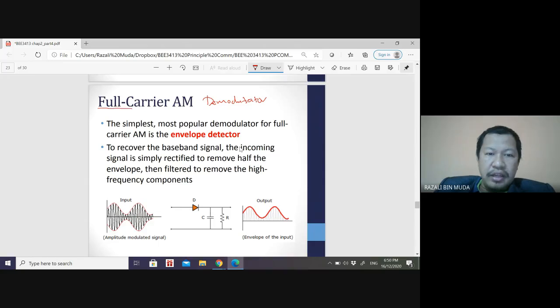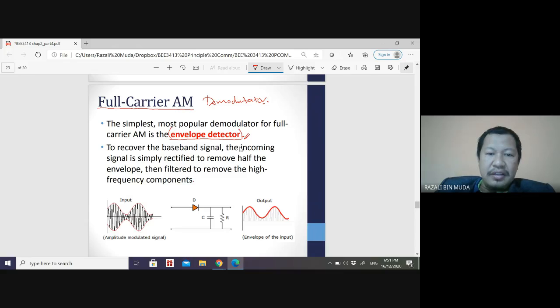is the full carrier AM demodulator. The simplest, most popular demodulator for full carrier AM is called the envelope detector. So what is an envelope detector? To recover the baseband signal, the incoming signal is simply rectified to remove half of the envelope, then filtered to remove the high frequency components. Okay, first type of demodulator, the simplest one for full carrier AM, is also known as the envelope detector.